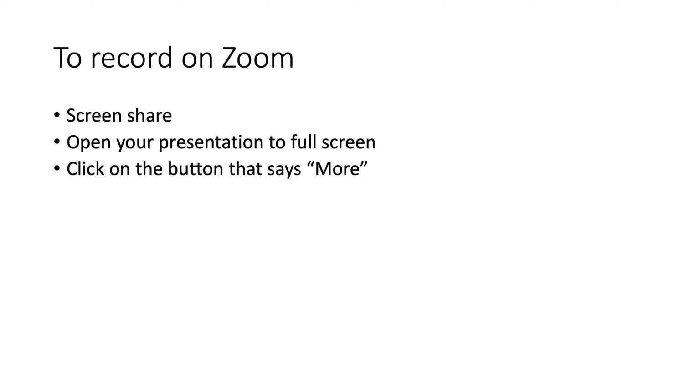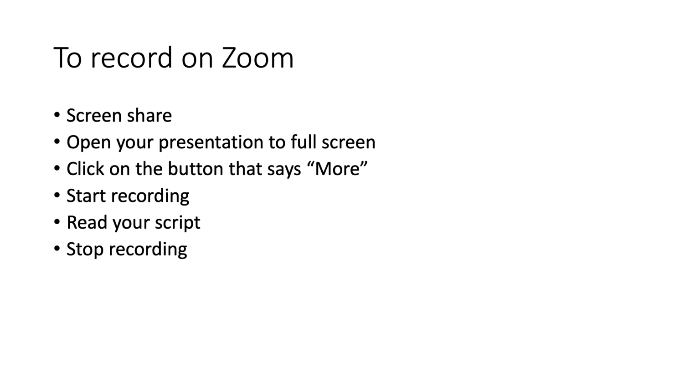So to record on Zoom, you're going to screen share. You're going to open your presentation to full screen, and then you're going to find a button that says More. And that will allow you to start recording. You're going to read your script. And then you're going to stop recording and end the meeting.